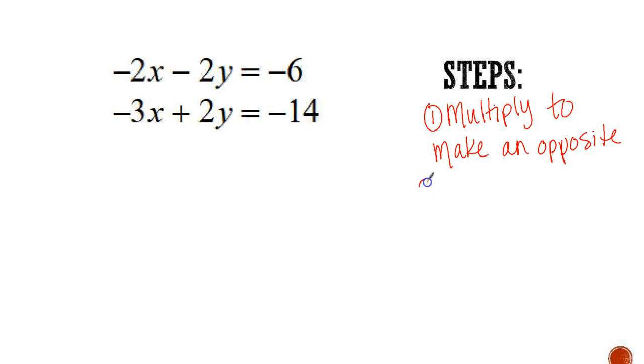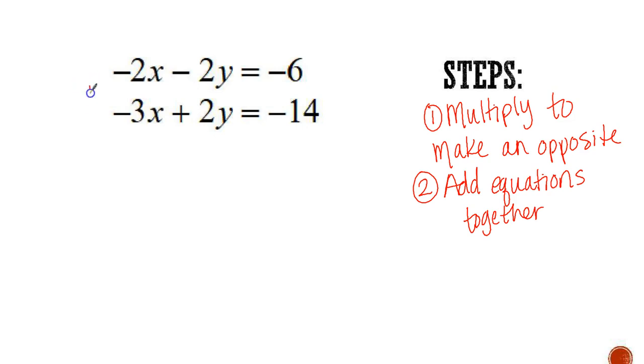So if you already have an opposite, then step 2 is we just add the equations together. So I honestly just draw myself a little plus sign and a line, and I'm going to add it together. So you can think of this in one of two ways. Negative 2 plus negative 3, or you can think of it as negative 2 minus 3. It's the same thing, and that should give you a negative 5x. Negative 2 plus 2 is a 0. It just cancels out or eliminates. Equal sign comes down. Negative 6 minus 14 would be a negative 20.